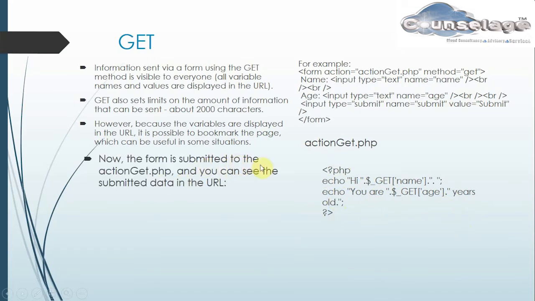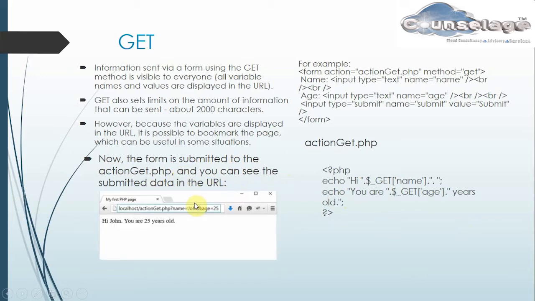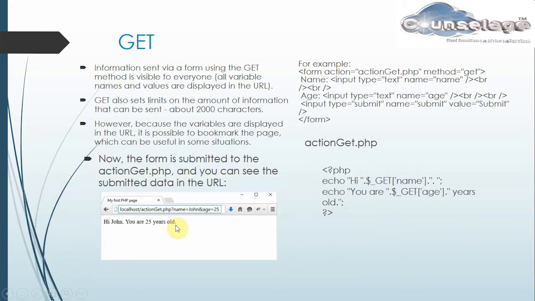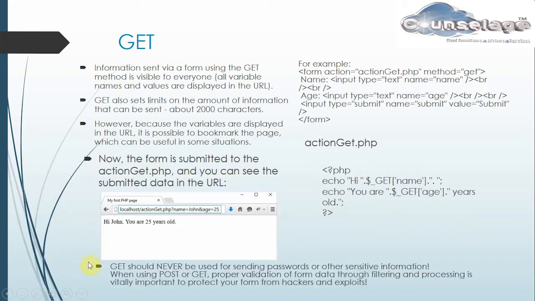So now the form is submitted to the action get.php and you can see the submitted data in the URL like this. GET should never be used for sending passwords or other sensitive information. When using POST or GET, proper validation of form data through filtering and processing is vitally important to protect your form from hackers and exploiters.